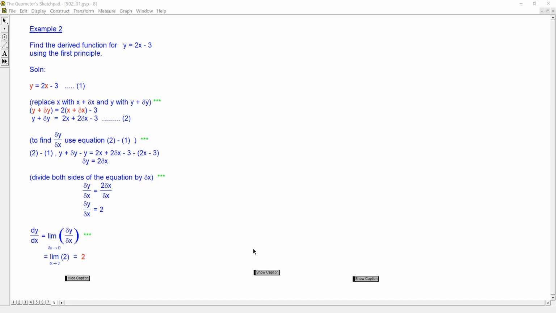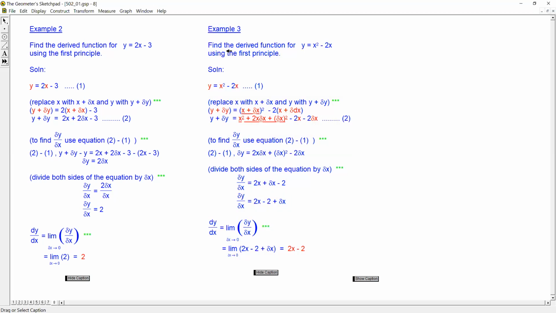If you can understand, then I show you another example. This time is going to be more complicated. So you remember the 4 steps here, huh? And we use these 4 steps and apply them to a more difficult problem, right? Okay, so now find the derived function for y equals x squared minus 2x using the first principle.